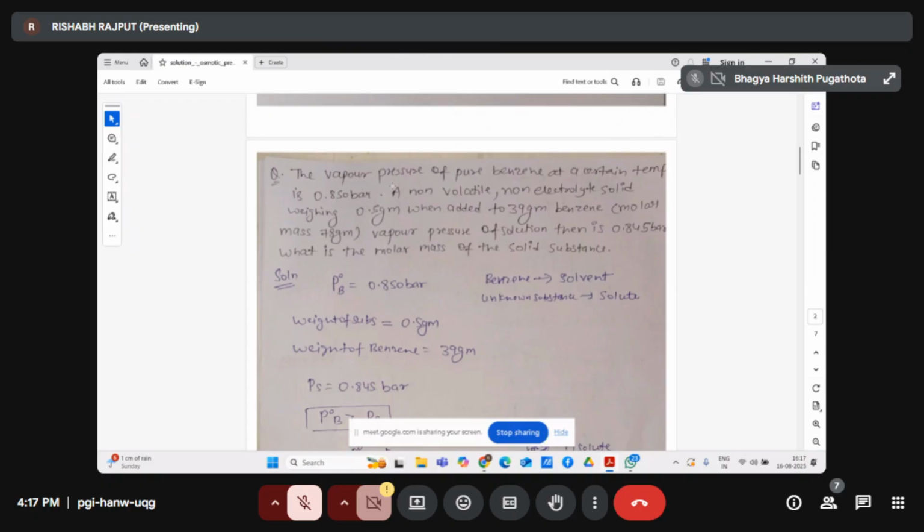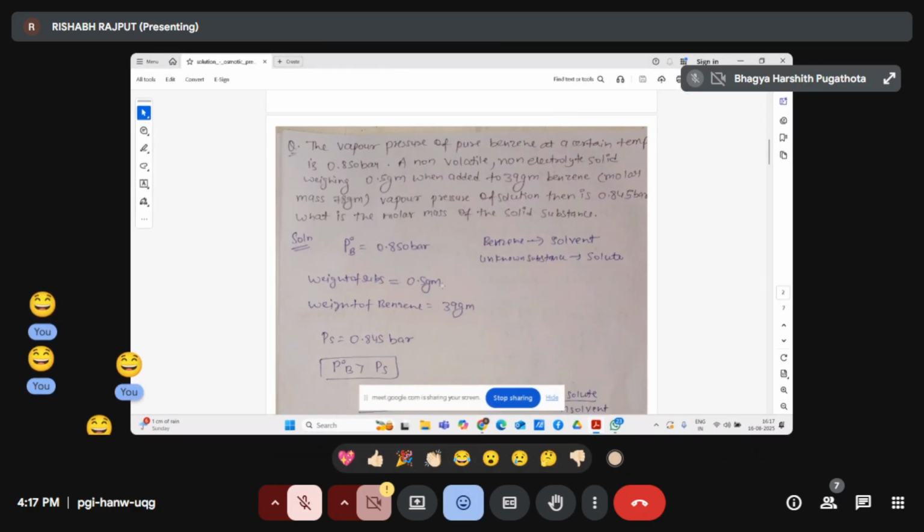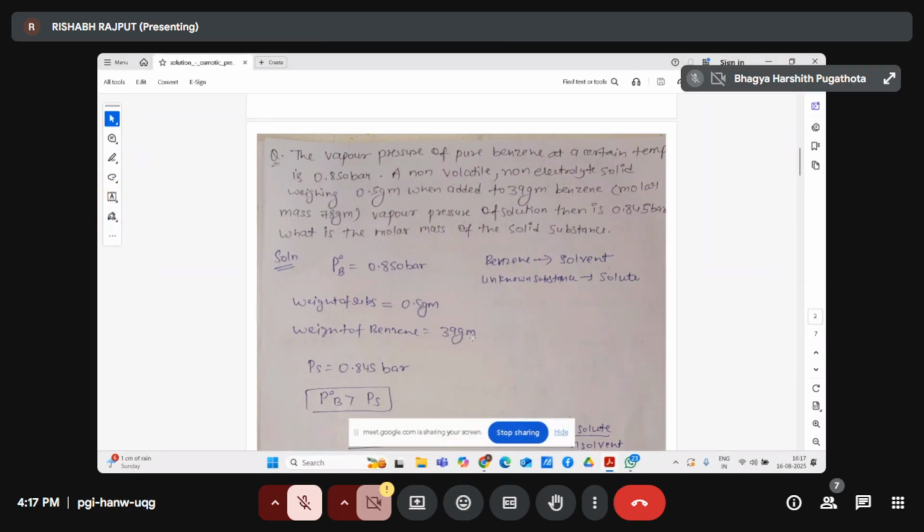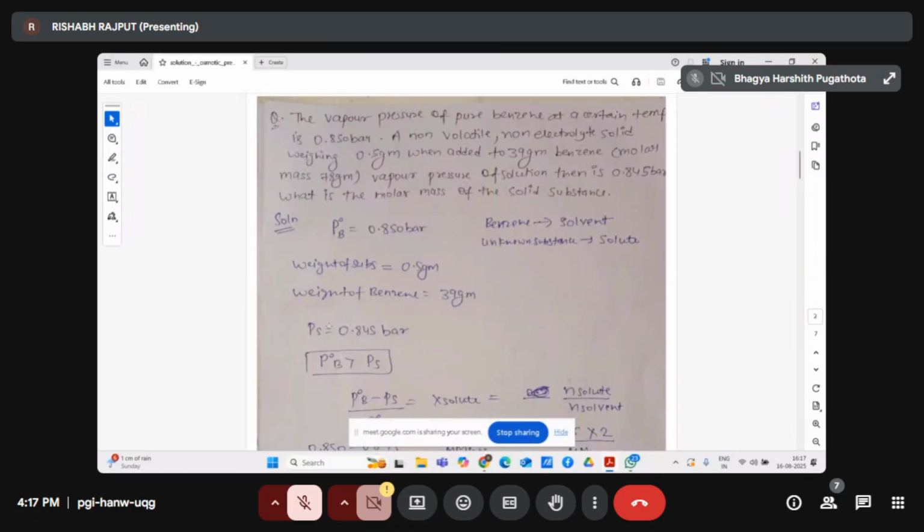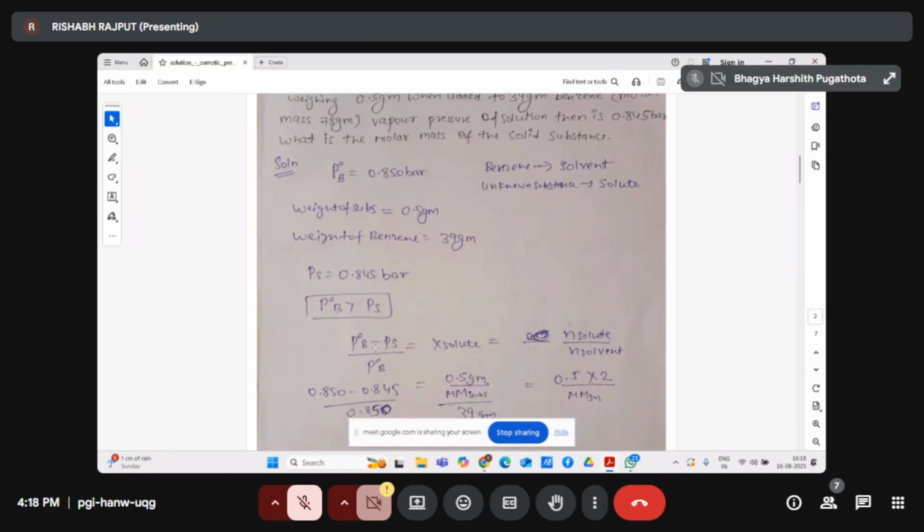In the first line, they mention that pure benzene vapor pressure is 0.85 bar. Weight of substance is 0.5 gram and weight of benzene is 39 gram. They also mention the pressure of solution is 0.845 bar. You can observe here that pure benzene has more pressure compared to the vapor pressure of solution. Okay, you know the formula. Pure vapor pressure minus pressure of solution upon pure vapor pressure equals mole fraction of solid, and you know that the mole fraction of solid we can write as mole of solid upon mole of solvent.